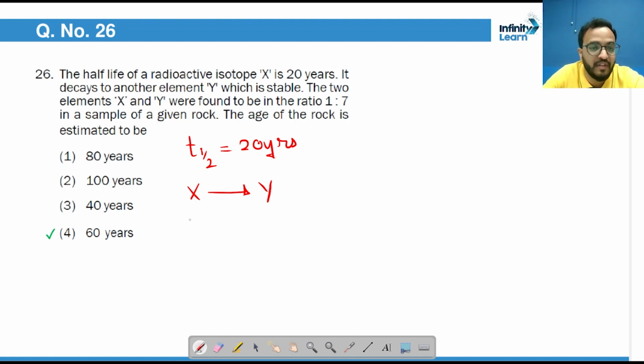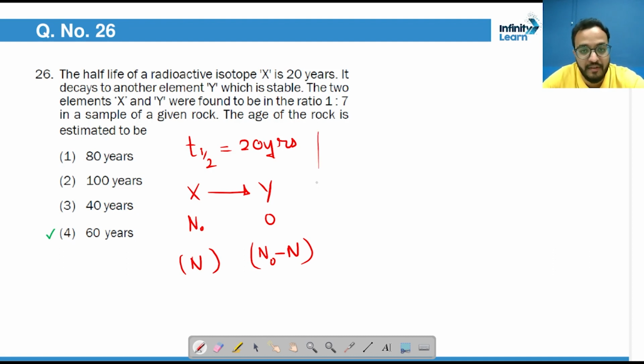See, if this was initially N naught, so finally it is N. So how much has decayed? N naught minus N. Are you able to understand? Initially this is the case. After some time they are saying this has happened. Now they are saying that the ratio of N upon N naught minus N is 1:7. Are you understanding?